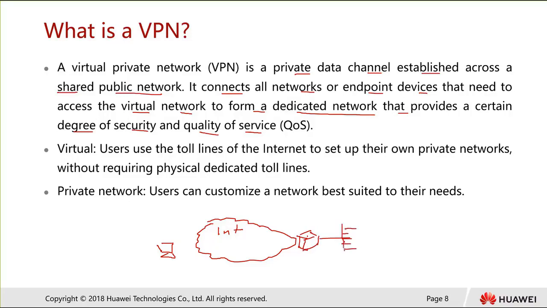Now, of course, if you do not know about VPN, let's talk about a private leased line. Maybe 15 or 20 years ago, if a branch wanted to connect to another branch of the company, you probably needed a dedicated line connected from one location to another, which is very, very costly.